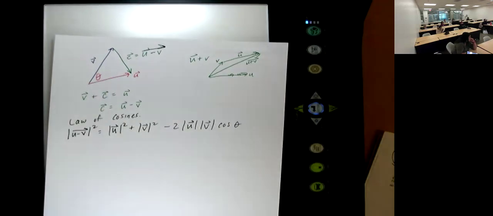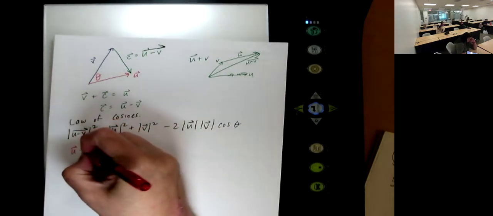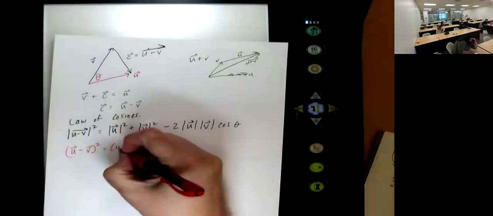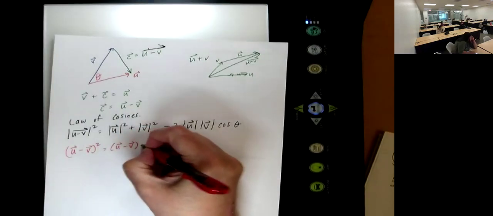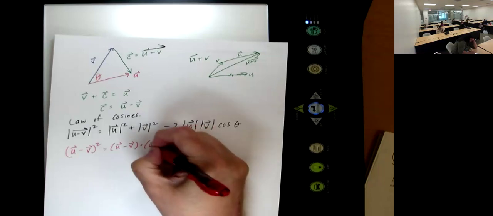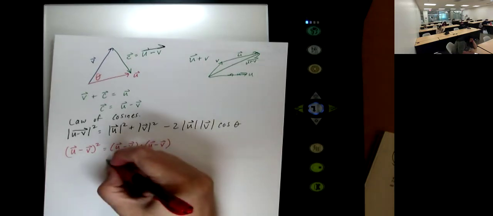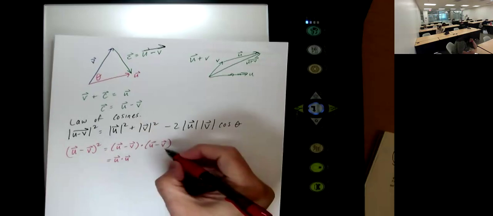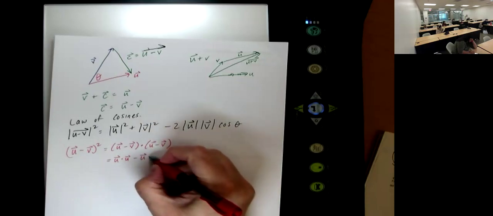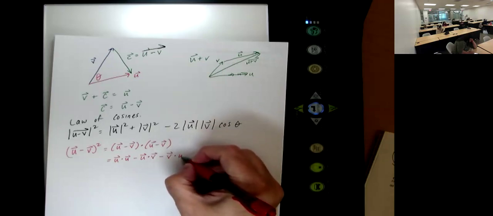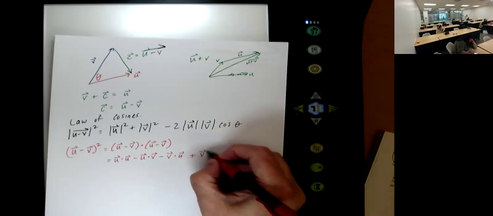Let's look at that left side a little bit better here. This is U minus V squared. Another way of writing that vector is like that, which is U minus V dotted with U minus V, which is U dot U minus U dot V minus V dot U plus V dot V.